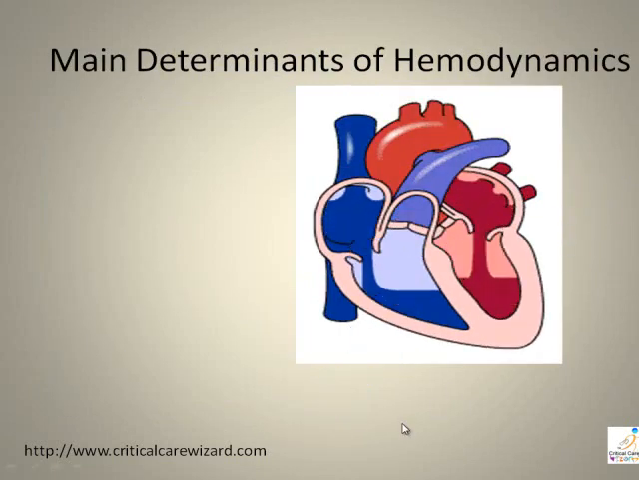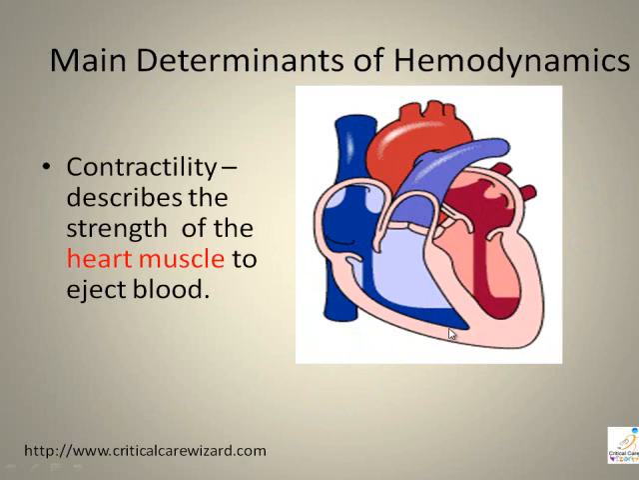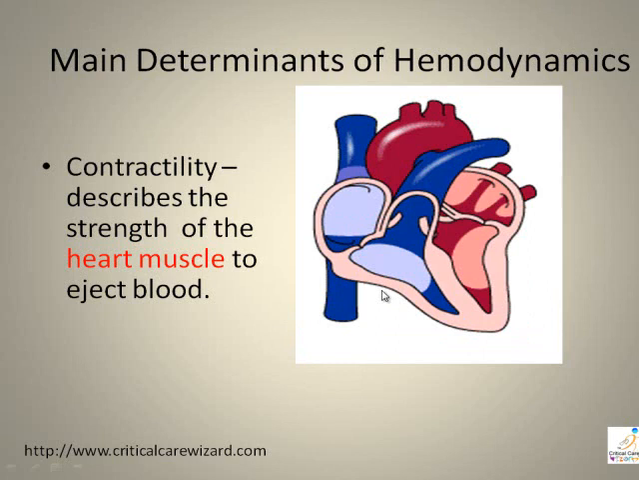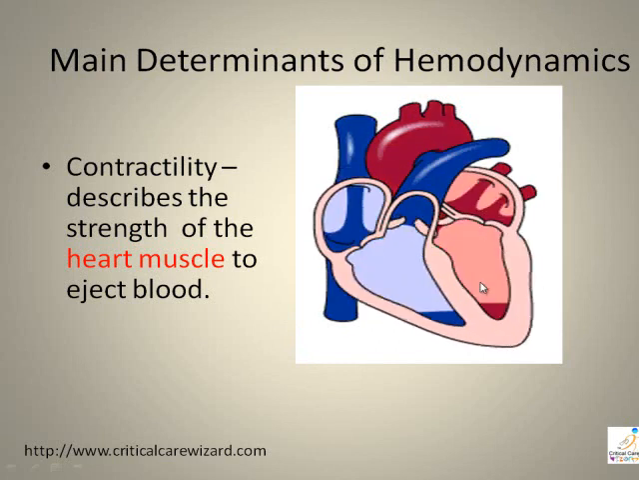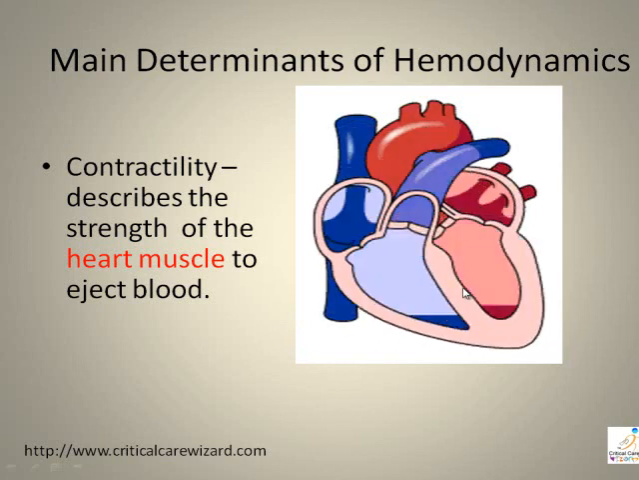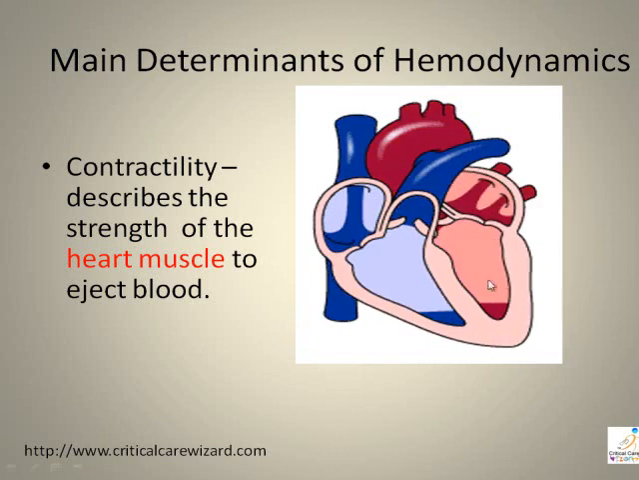Contractility is a hemodynamic determinant that describes the strength of the heart muscles to eject blood. A determinant for myocardial strength is cardiac output. Cardiac output is the 1 minute average of force during ventricular contraction. Stroke volume, however, refers to the amount of force exerted by the ventricular muscles per contraction.